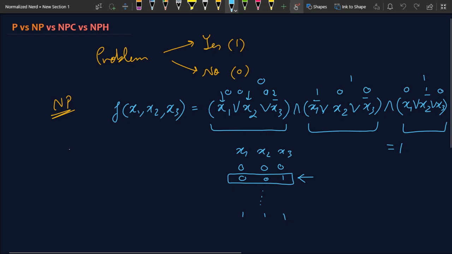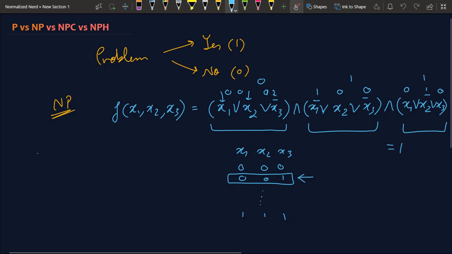Now comes the second definition for NP class problems. Well, this is actually the definition from which we have derived the name of this class, okay? So the definition goes something like this. If we can write a non-deterministic algorithm for a problem that can solve the problem in polynomial time, then we say the problem belongs to the NP class. So what the hell is a non-deterministic algorithm? Well, every algorithm that we can write in reality is deterministic. An algorithm is a series of stages where each stage has some logic which defines the output for that particular stage.